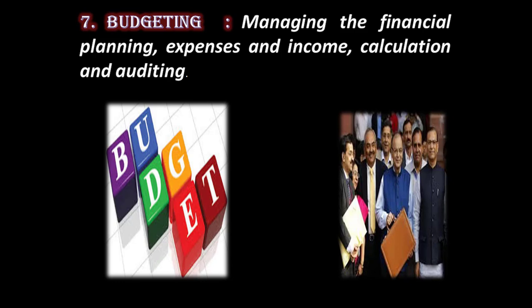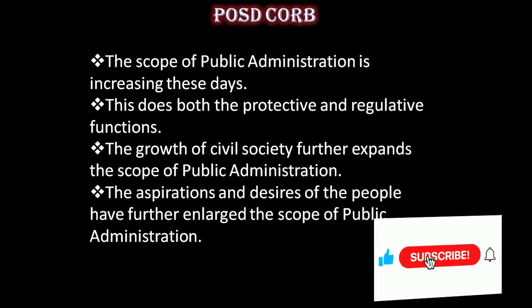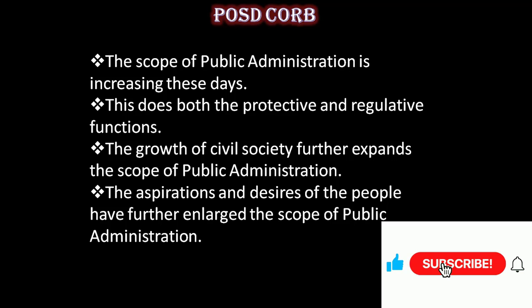At last, B for budgeting. Managing financial planning, expenses and income, calculation and auditing. So these are all the concepts that come under budgeting, that is income and expenditure. Here calculation and auditing, planning expenses in financial matters plays a very important role. So these are the concepts of POSDCORB given by Luther Gulick according to the concept of scope of public administration. The scope of public administration is increasing these days.